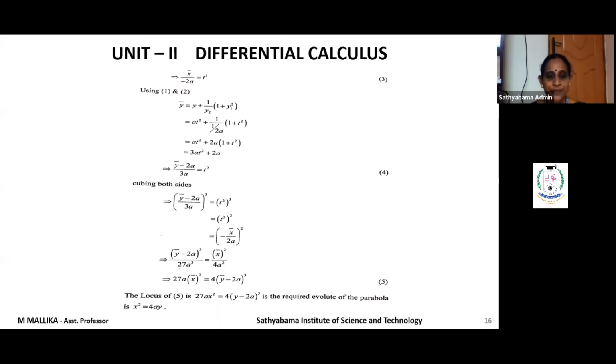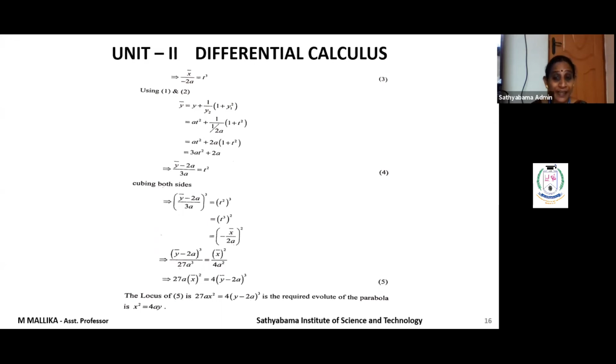And the last step is replace x bar as x, y bar as y. That is going to be the required evolute. So I have replaced x bar as x and y bar as y, which means the answer is 27a x square is equal to 4 into (y minus 2a) the whole cube. This is the evolute of the parabola x square is equal to 4ay.